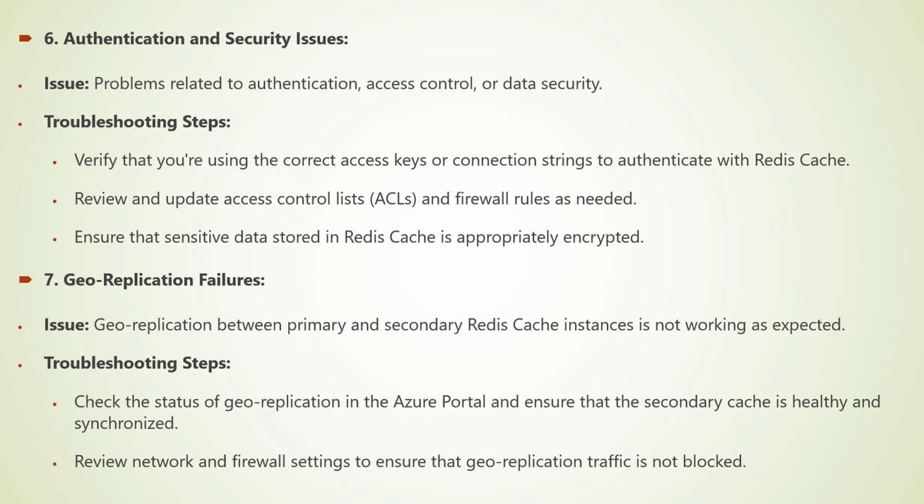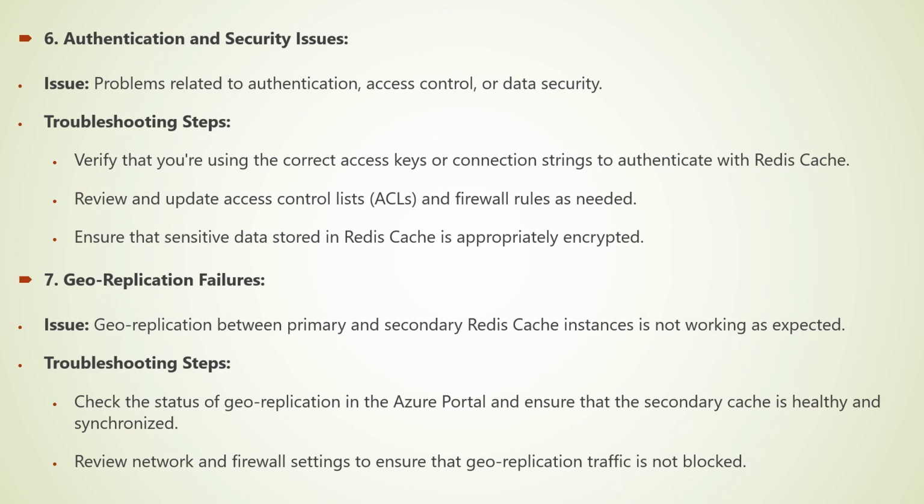7. Geo-replication failures. Issue: geo-replication between primary and secondary Redis cache instances is not working as expected. Troubleshooting steps. Check the status of geo-replication in the Azure portal and ensure that the secondary cache is healthy and synchronized. Review network and firewall settings to ensure that geo-replication traffic is not blocked.